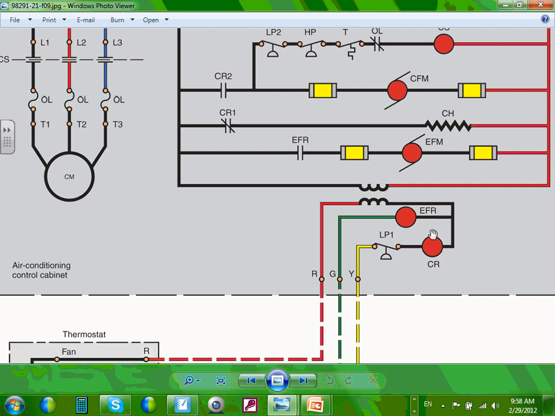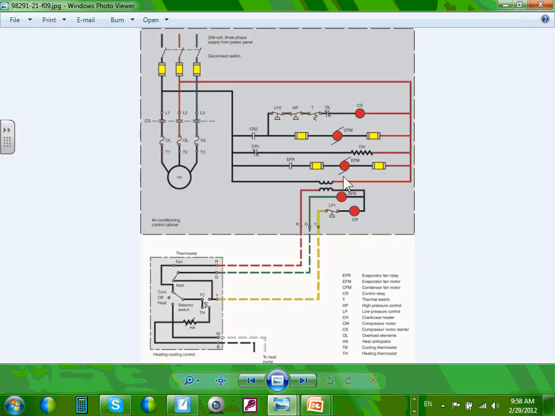If EFMR is energized, then EFR will energize by this relay. Can you guys see this relay? So anyway, there's a lot of control system.